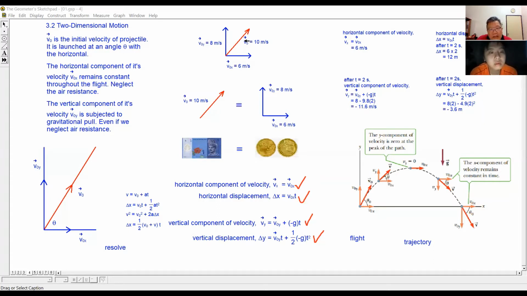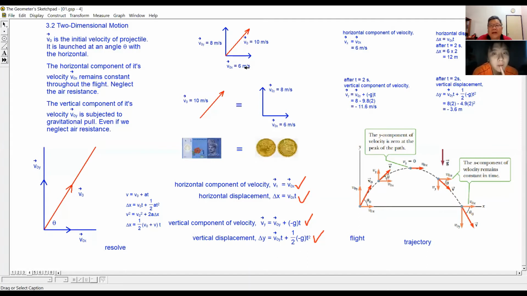Now, if you look at this velocity, it is not useful. We don't look at it this way. 10 meter per second is not useful because it is at an angle. So this 10 meter per second, I resolve it into two components. Vertically, it is moving at 8 meter per second. Horizontally, it is moving at 6 meter per second.